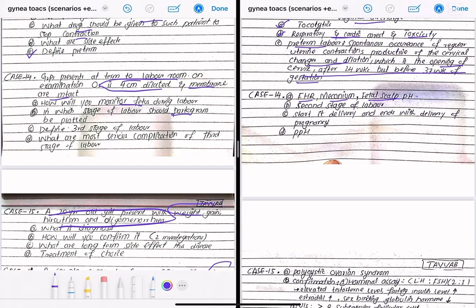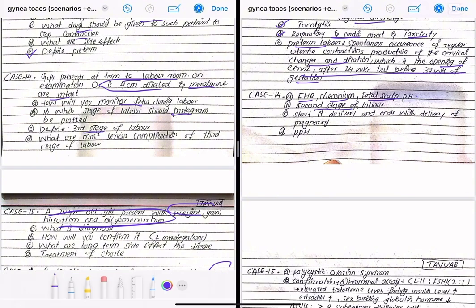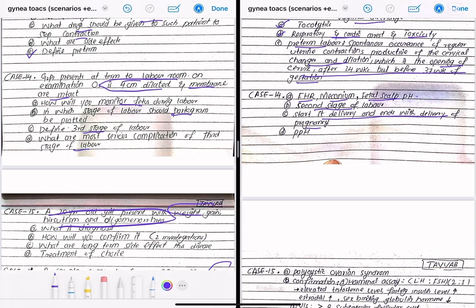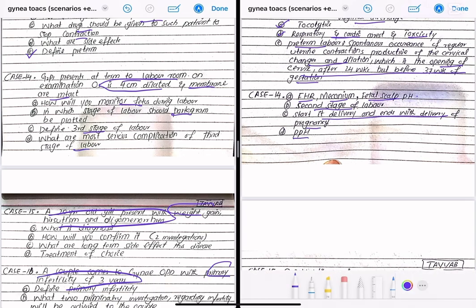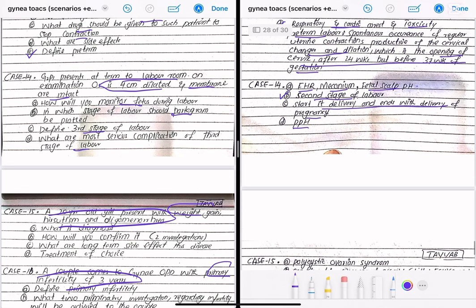Define the third stage of labor. It starts at delivery of the baby and ends with the delivery of the placenta. And what is the most serious complication of the third stage of labor? It is PPH. So partogram plotting is started at the second stage of labor. You should remember this. And for fetal monitoring, fetal heart rate, meconium aspiration, and fetal scalp pH are done.